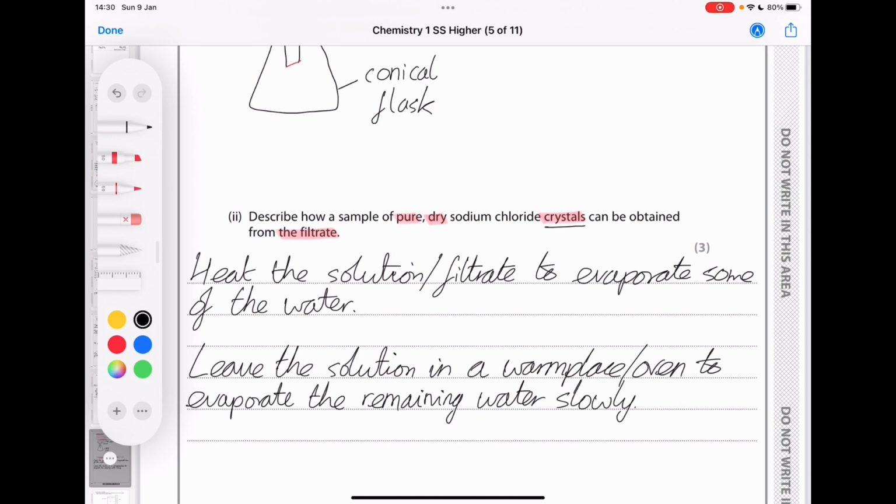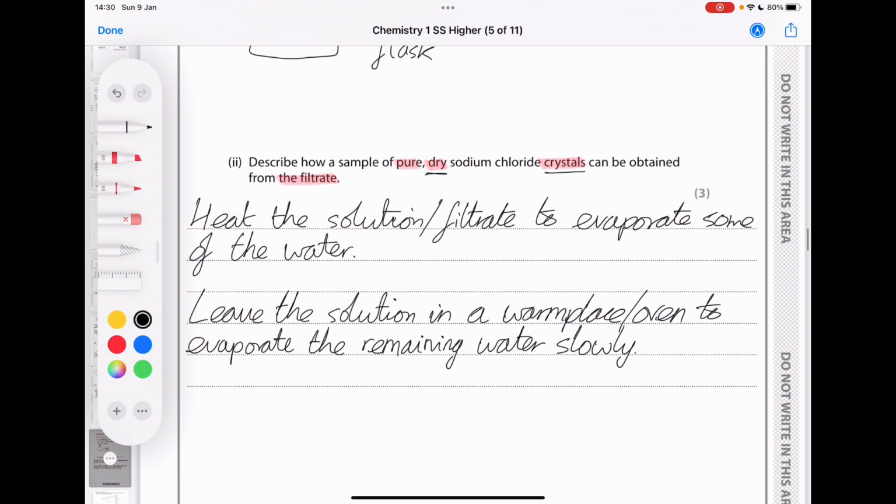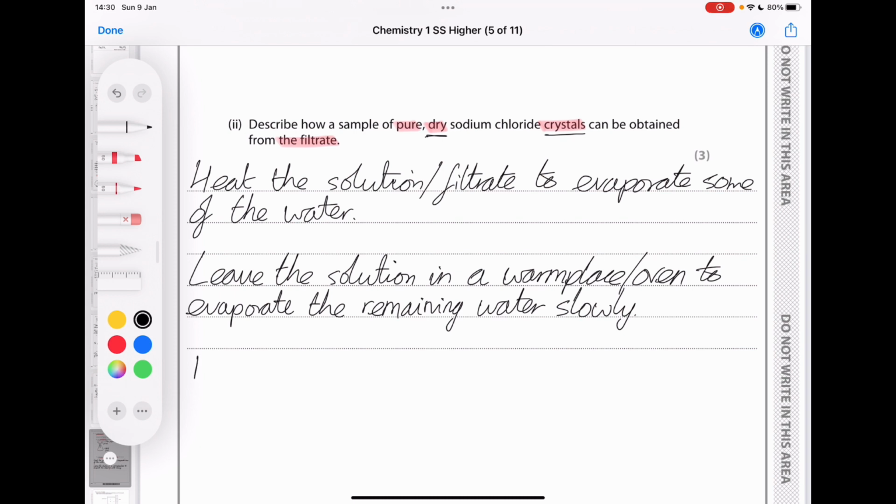And lastly, to make sure the crystals we obtained are dry, we would then specify we would dry the crystals, and there's several options here. We could dry the crystals on filter paper, or we could dry them in an oven.